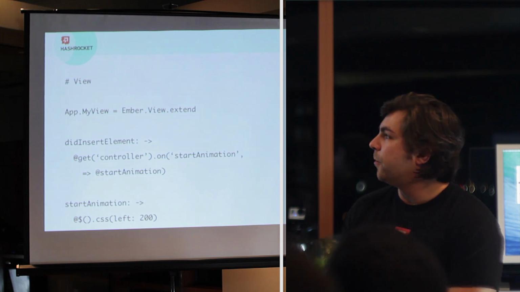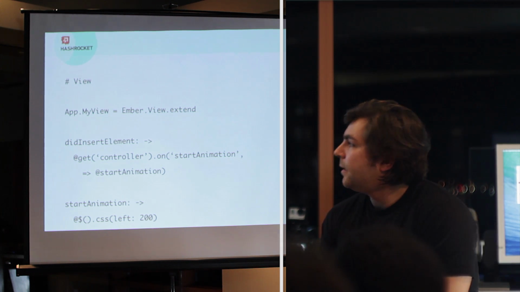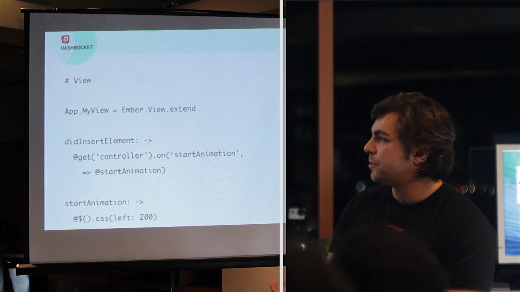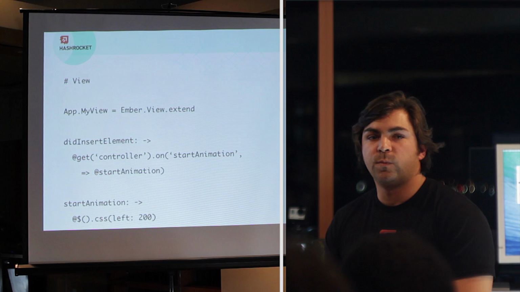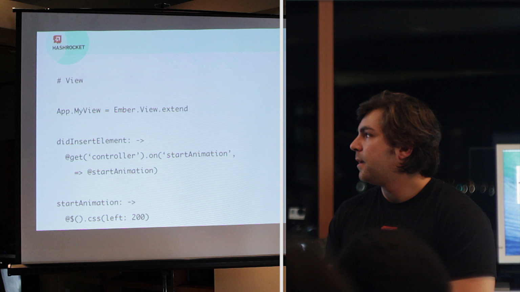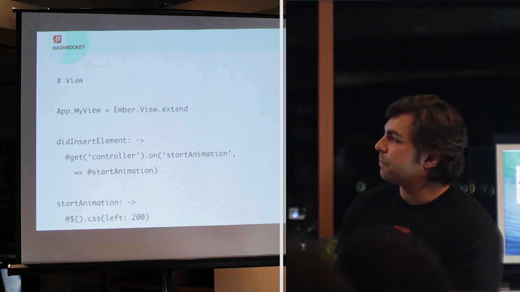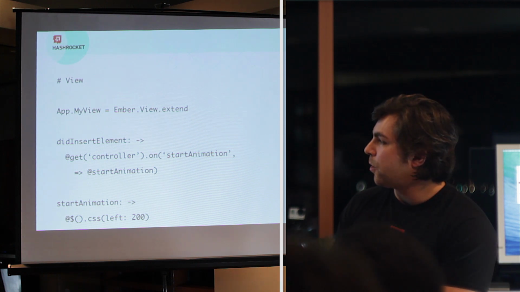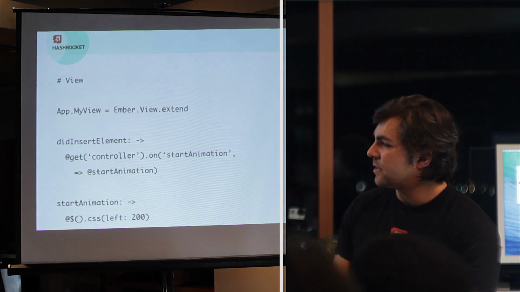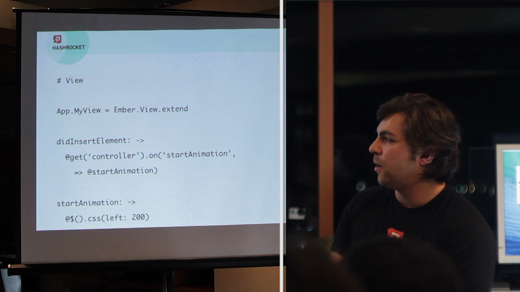Okay, so then here's a view. And so here you have exactly that. You have hooks in your views also. There's a didInsertElement hook which fires immediately after the element has been inserted into the DOM. So this is exactly what I was just saying. This would listen for a trigger called start animation and then call the start animation function that's inside itself. So right away this would change the CSS to left 200.